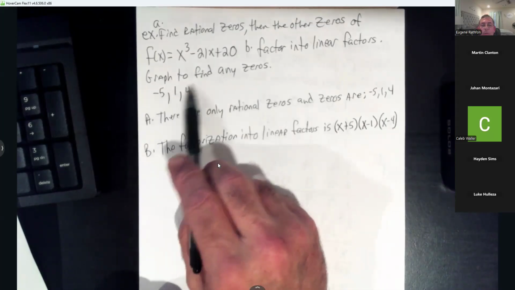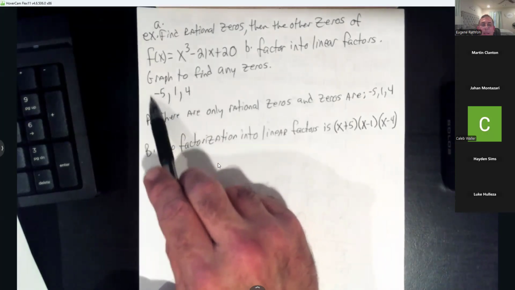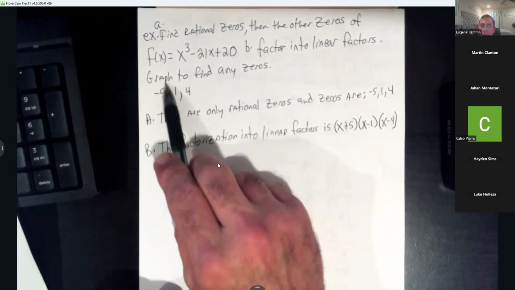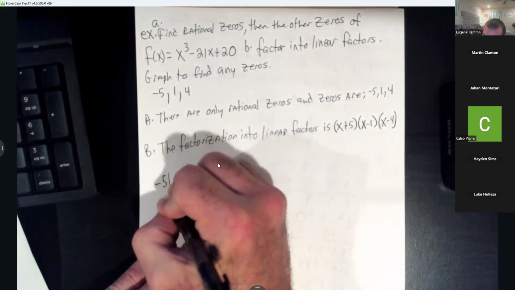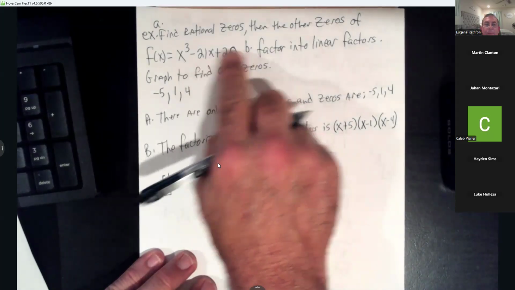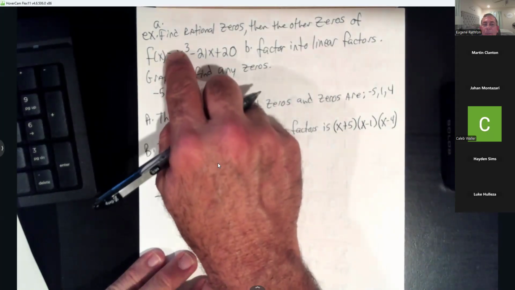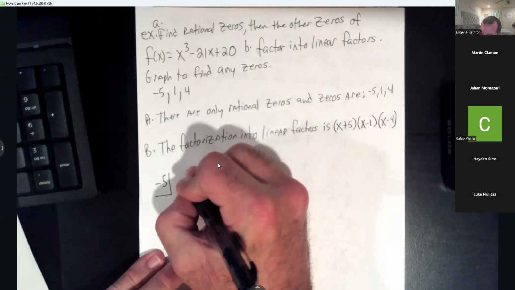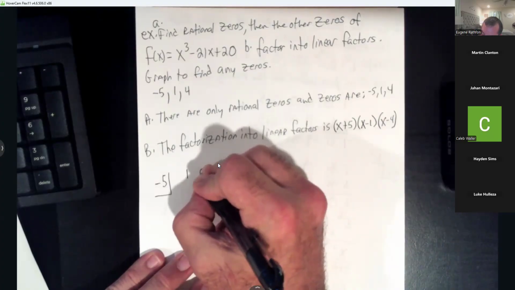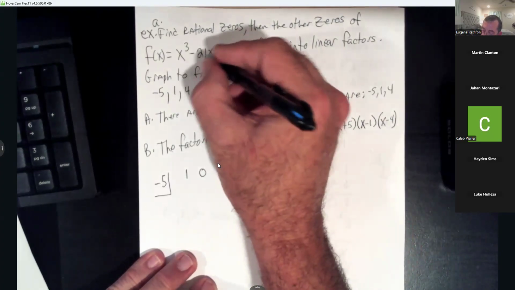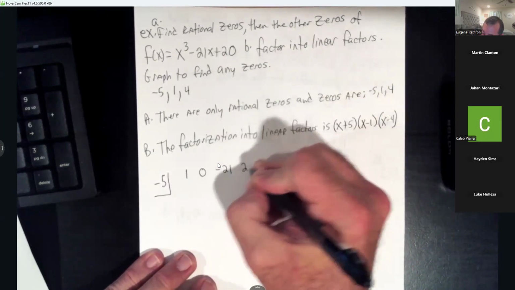Now, I'll show you how to get the other two. Say you only had one zero or intercept that you could find, you would come down here and do -5 and then put this in for synthetic division. So 1x cubed, 0x squared, so you've got to put a 0, -21 for the x, and then 20 for your number.